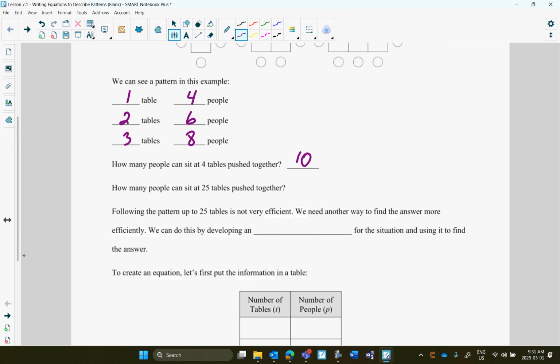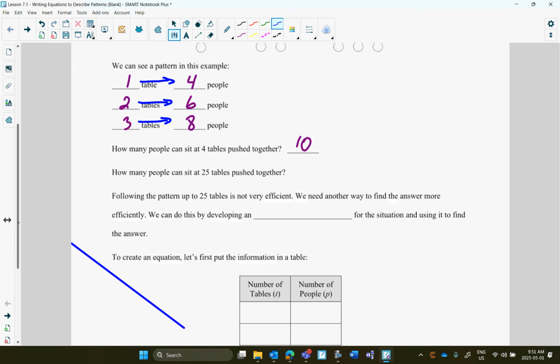What we want to do is find a pattern or an equation that goes horizontally. What kind of math can I do to the number 1 to make it 4? And then do the same math to number 2 and make it 6. Not yet. So doing that means we're going to develop an equation, so that if you plug in the number of tables, you can calculate the number of people.